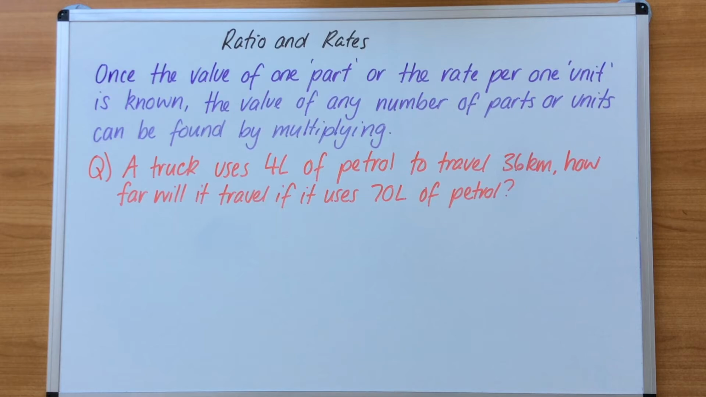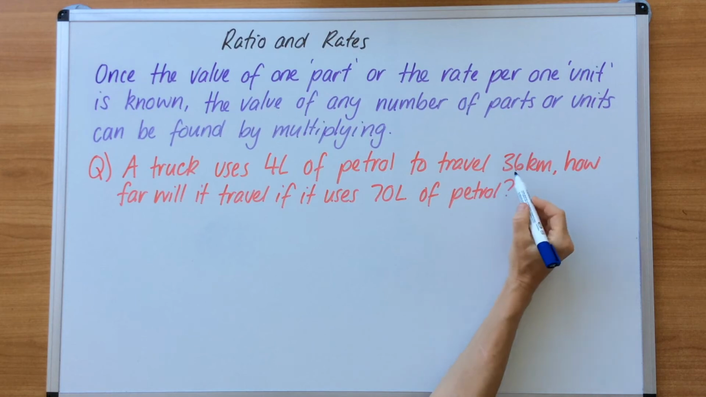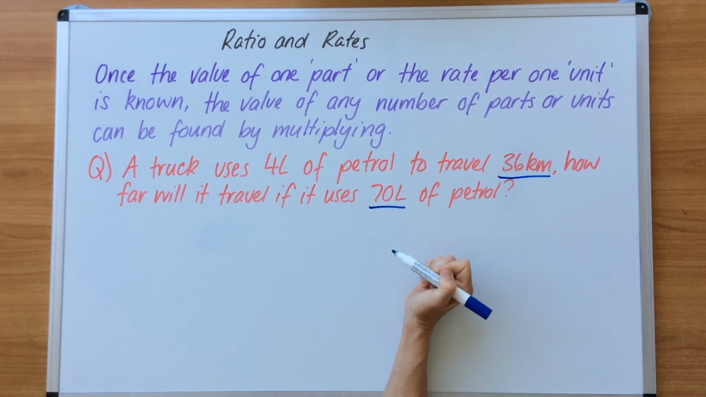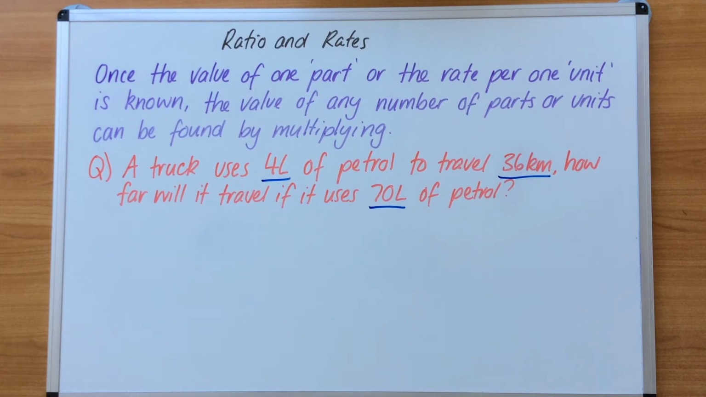Let's take a look at another question here. It says a truck uses 4 litres of petrol to travel 36 kilometres. How far will it travel if it uses 70 litres of petrol? This is not a ratio, this is a rate. So we're going to take a look at the information given to us. It says 36 kilometres and 70 litres of petrol and 4 litres of petrol.